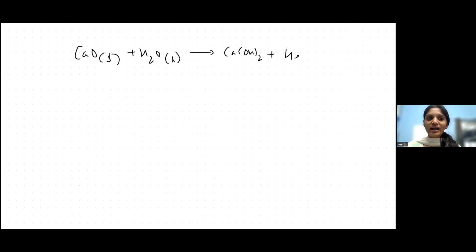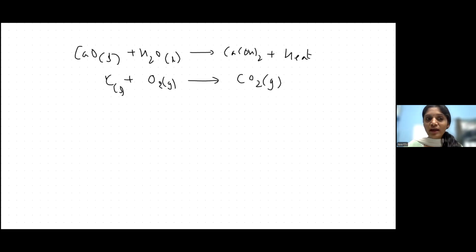This is your first reaction, and you people know we call calcium oxide as quicklime and calcium hydroxide as slaked lime. And this reaction is already balanced. The next combination reaction you have is carbon reacts with oxygen, which you also call a combustion reaction, giving CO2. Carbon is in solid form, oxygen is in gaseous form, and carbon dioxide also is in gaseous form. And the reaction is already balanced.